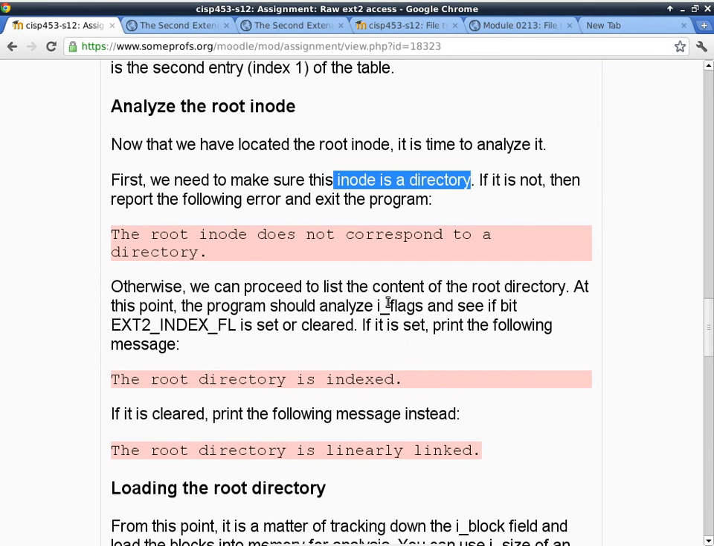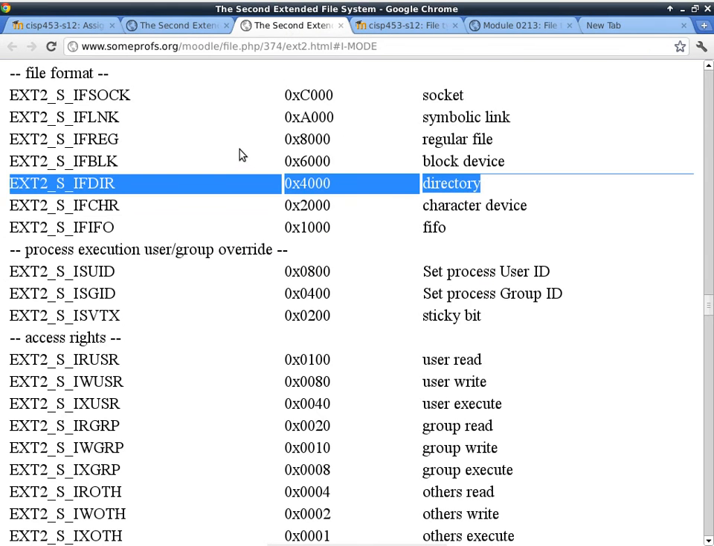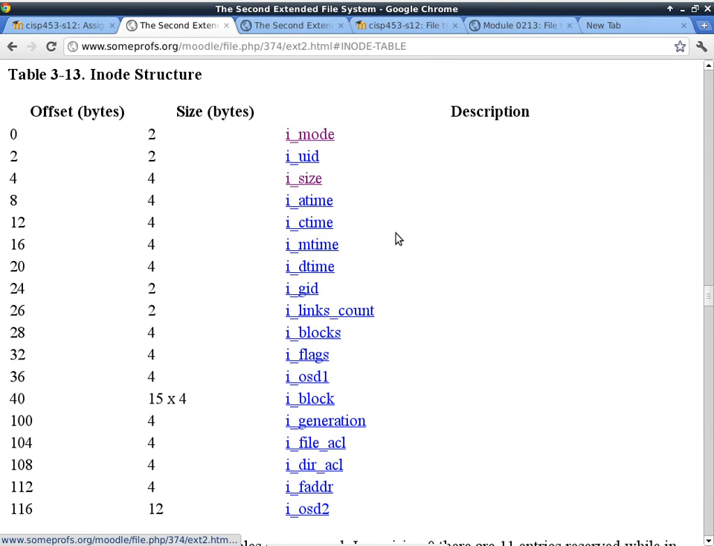At this point, the program should analyze the I flags and see if the bit extension to index.fl is set or cleared. If it is, print the following message: the root directory is indexed. Otherwise, print the root directory is linearly linked. Okay, so we want to look at I_flags, so we'll go back to here and look at I_flags, which is at offset 32.